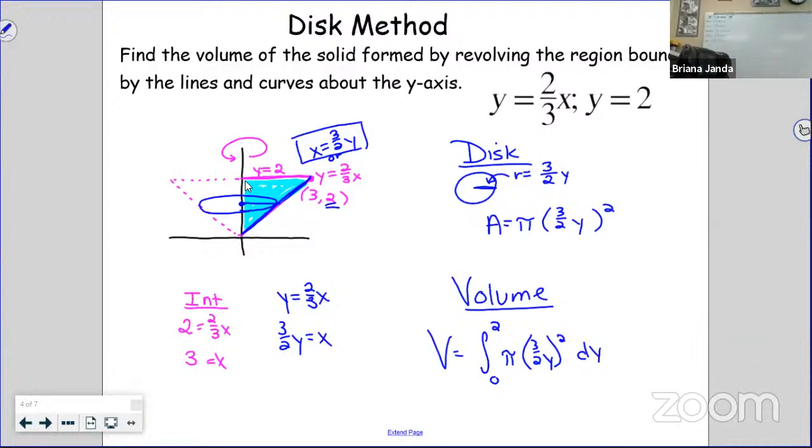What questions do you have for me right now as we're getting that typed in our calculator? Okay, in terms of pi, what was it? 6 pi. All right. Okay.